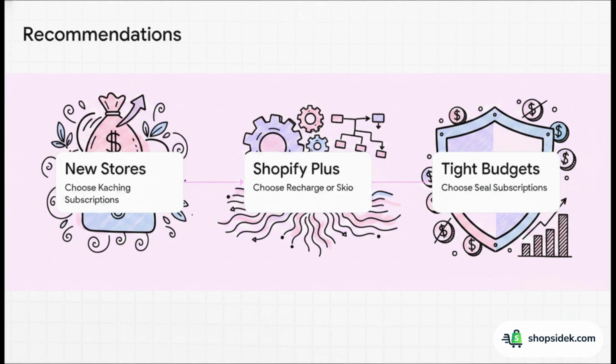Number 1, if you're a new store looking for fast growth without getting hammered by transaction fees, go grab Kaching. Number 2, if you're a massive, high-volume brand on Shopify Plus, it's time to graduate to Recharge or Skio. And number 3, if keeping your budget as low as humanly possible is your absolute top priority, pick Seal.